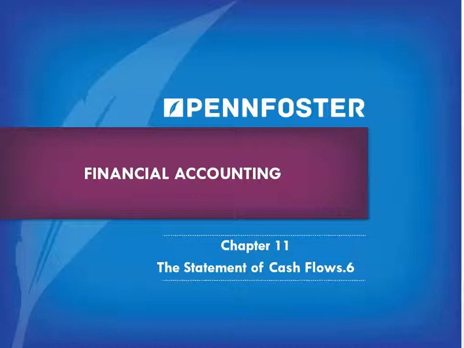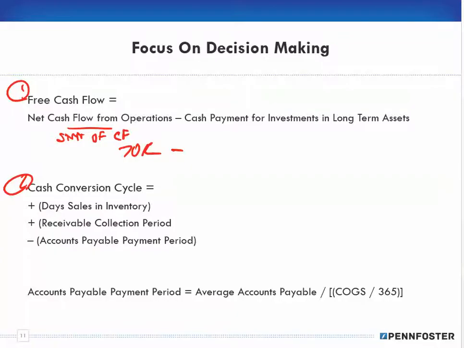And in this last video, we are working on the theory for chapter 11, which is on the statement of cash flows. And at the end of the chapter, it is about the focus on decision making, or the financial analysis ratios. Okay, so what ratios are we looking at at the end of the chapter? We're looking at our free cash flow, and we're looking at our cash conversion cycle.